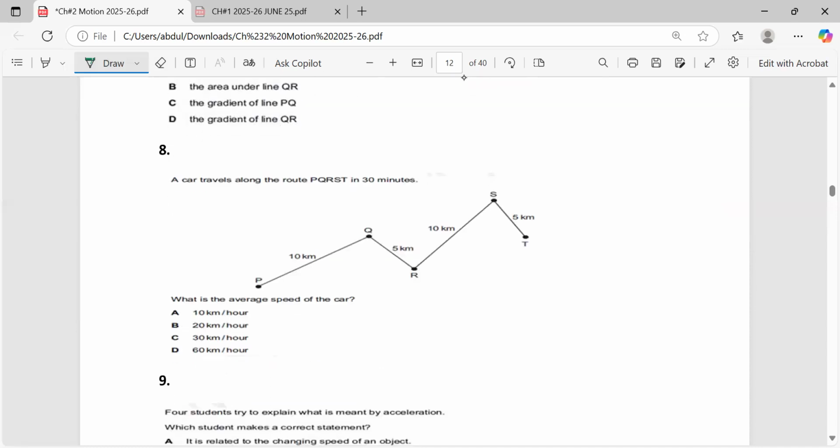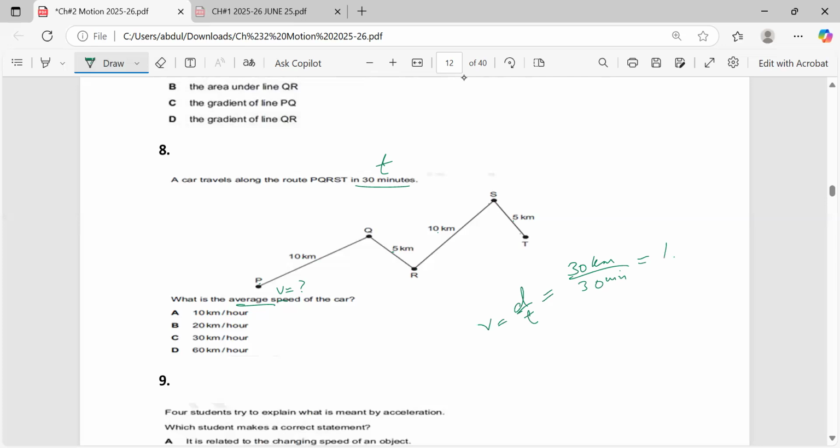Now, question number 8. A car travels along the route PQRST, in 30 minutes. So time is 30 minutes. What is the average speed of the car? So V we need to calculate. And what is V? D by T. That means total distance 10 plus 5, 15 plus 10, 25 plus 5, 30, over 30 minutes.